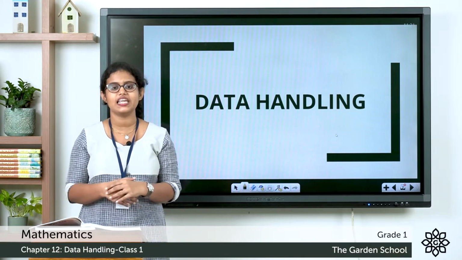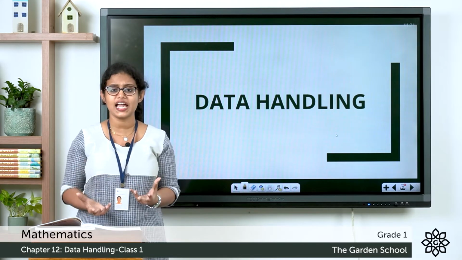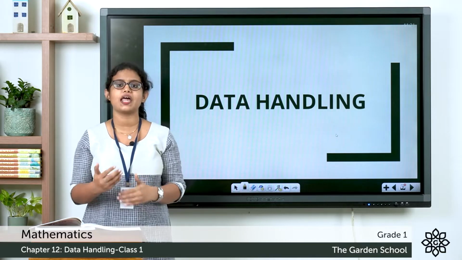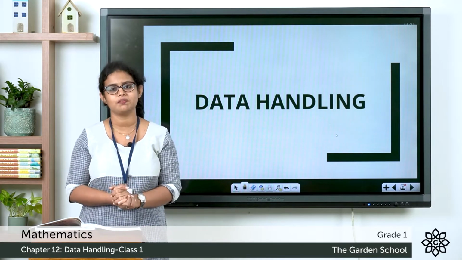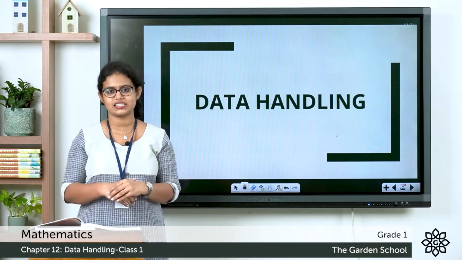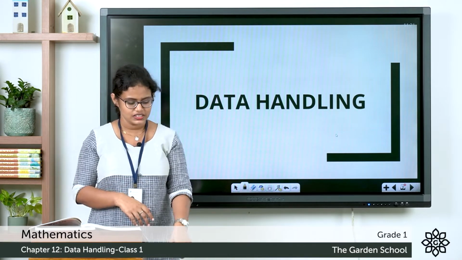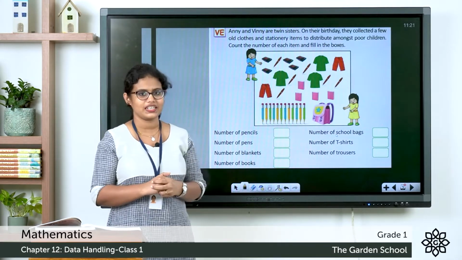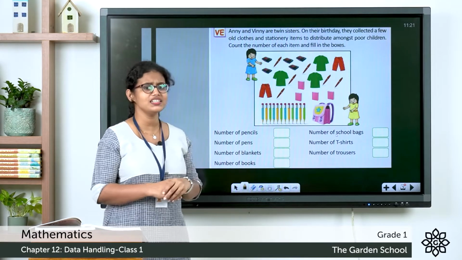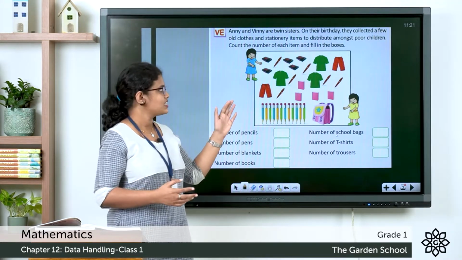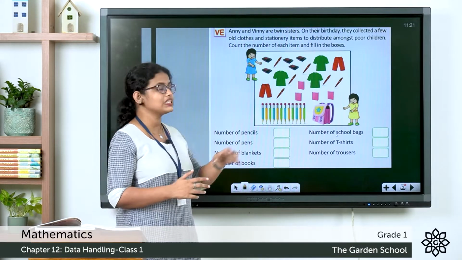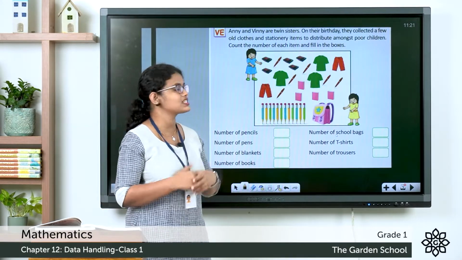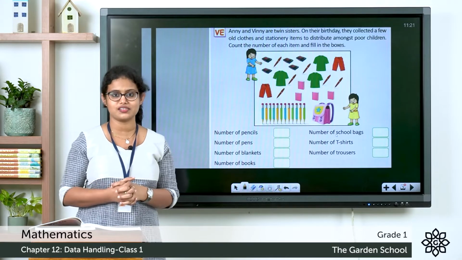So what is data? Data means information. What is data handling? Data handling means recording and gathering this information and presenting them in a meaningful manner. So that is data handling. So let's see an example. In your textbook, page number 168, see the first one. Here you can see a group of data given. And here you can see two little girls, Annie and Winnie. They are twin sisters.